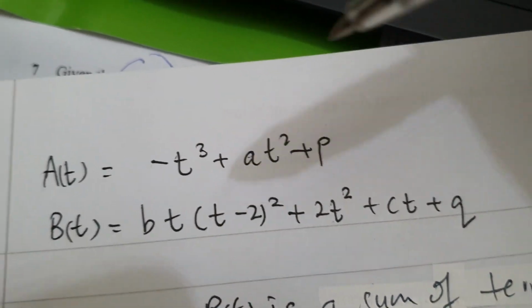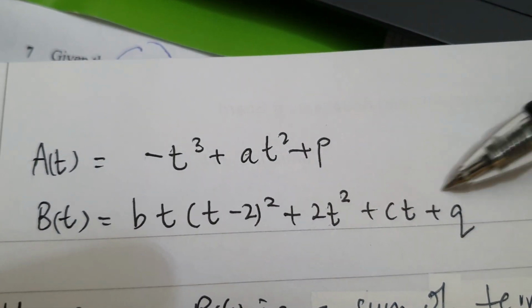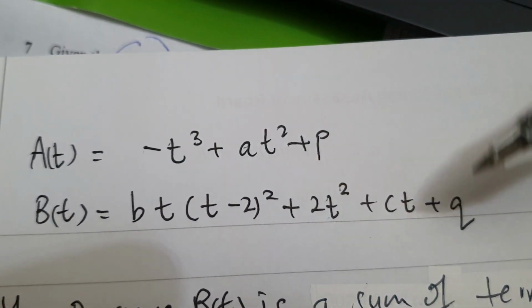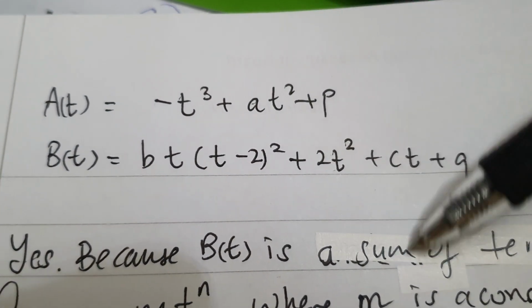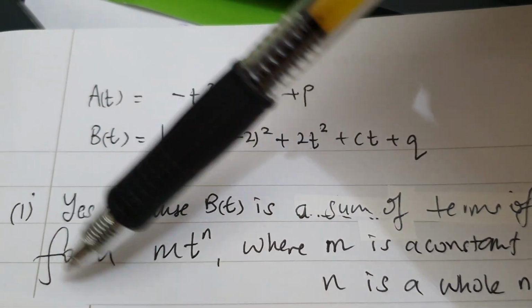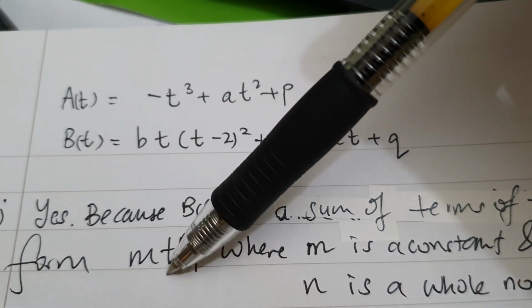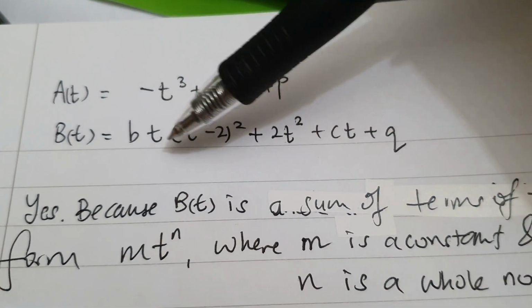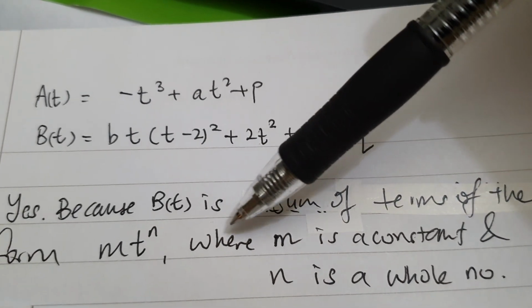Explain. Okay, so let's take a look at B(t). I've written the B(t) here already. Now if I were to expand this, I can actually conclude that it is a polynomial because it is a sum of terms in the form m t to the power of n. Now this t is a variable, something like your x, and the m is a constant. Constant means can be positive or negative lah.